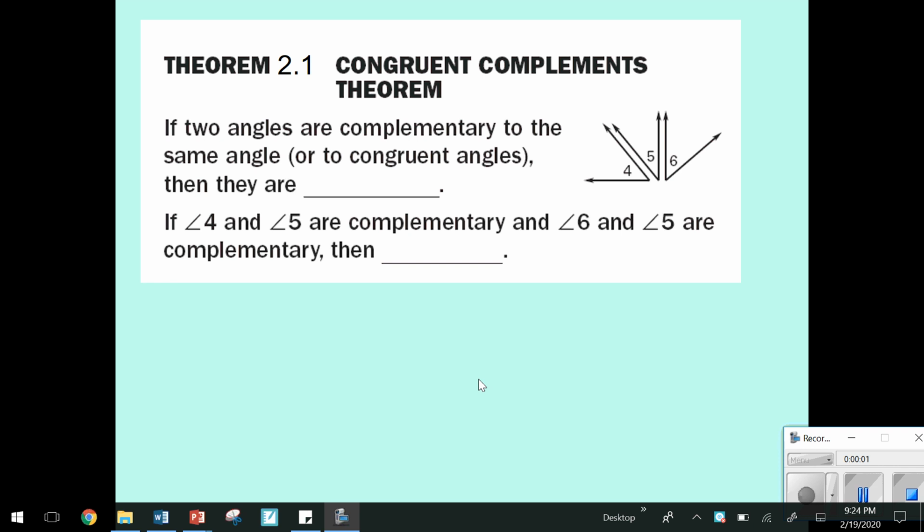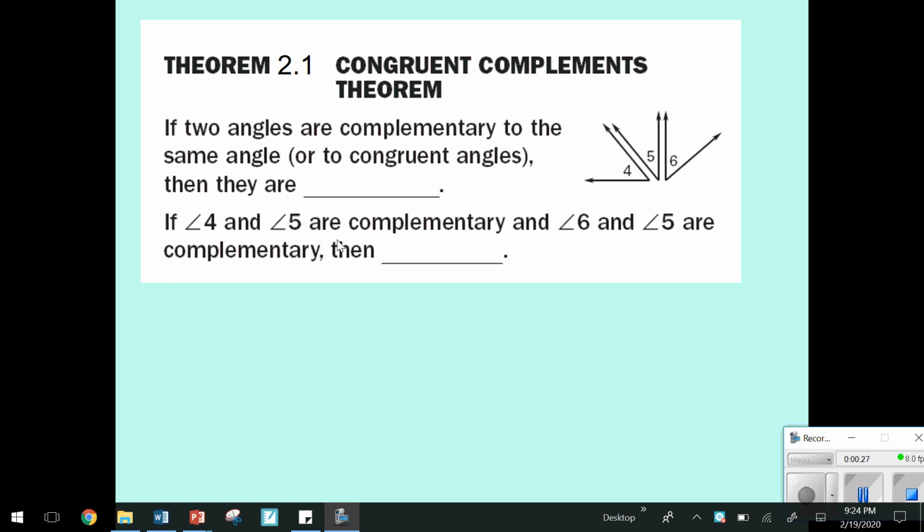Okay, Foundations 2, Section 2.3, Complementary and Supplementary Angles. Here's the next part of our lesson. We have a theorem right here. So this is a rule, 2.1, Congruent Complements Theorem. And it says if two angles are complementary to the same angle, or to congruent angles, then they are congruent. So you should fill in the blank with congruent right here.